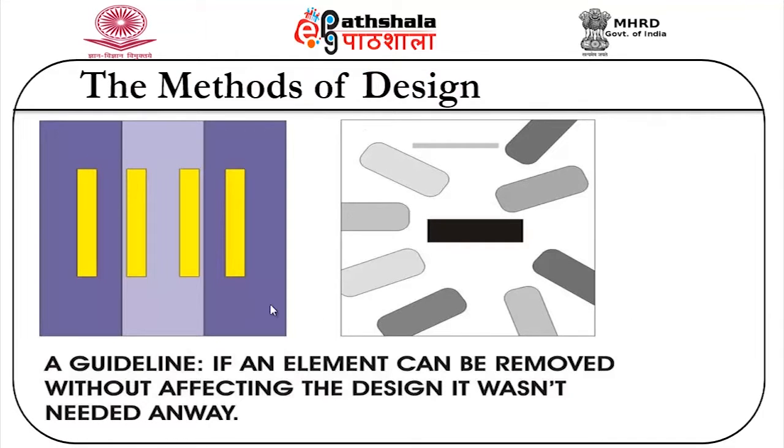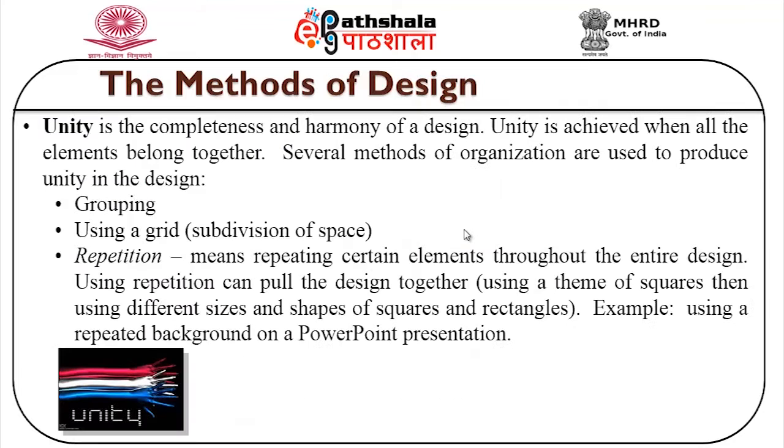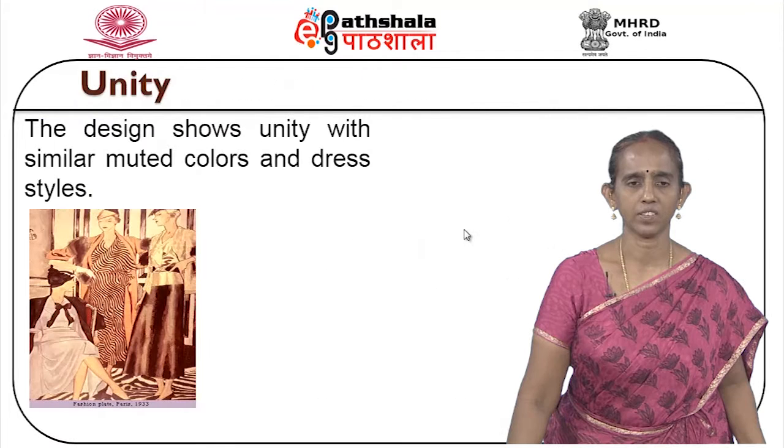So these are the examples for unity. A guideline is if an element can be removed without affecting the design, it wasn't needed anyway. So here we can see these yellow color blocks are being repeated so many number of times. Similarly here all these blocks are being repeated so many number of times. Even if one block is removed from this visual, it doesn't matter to the entire visual. But if this specific black color block is removed from the visual, it matters a lot. So that is the importance of unity as such.